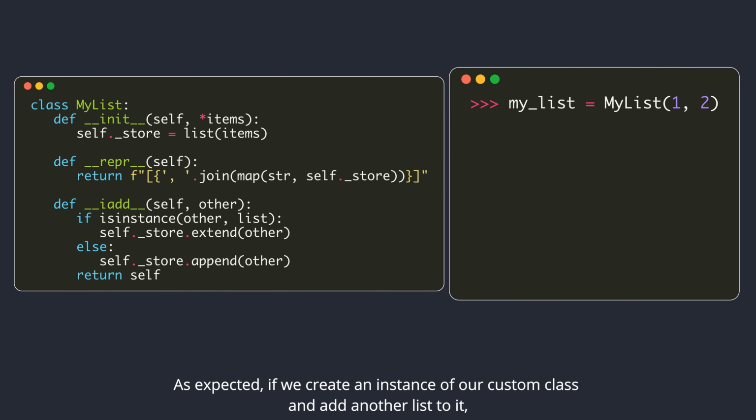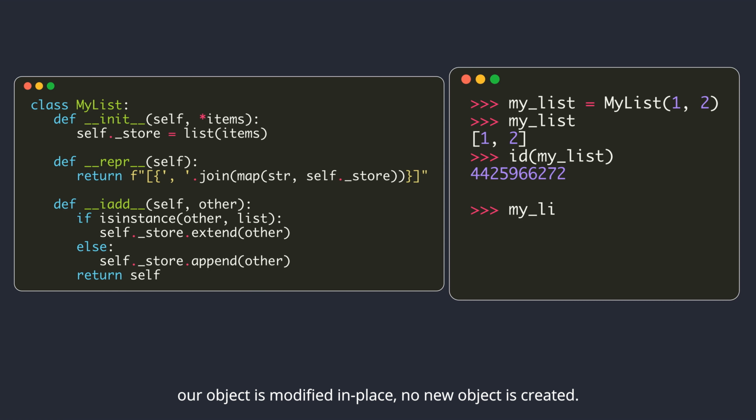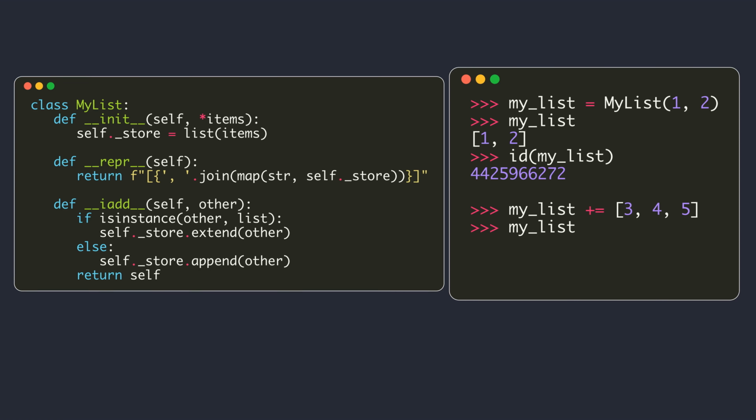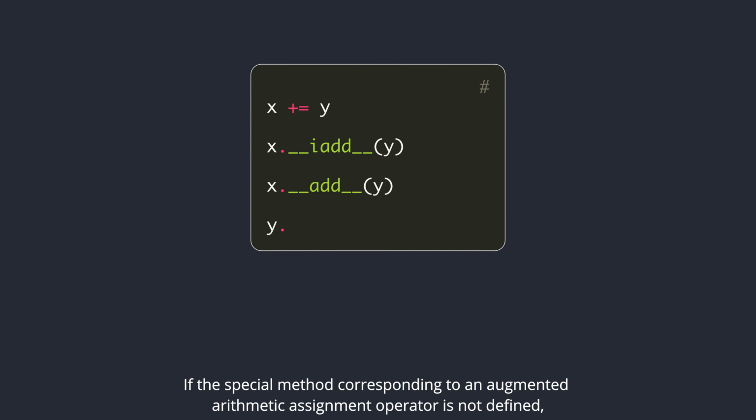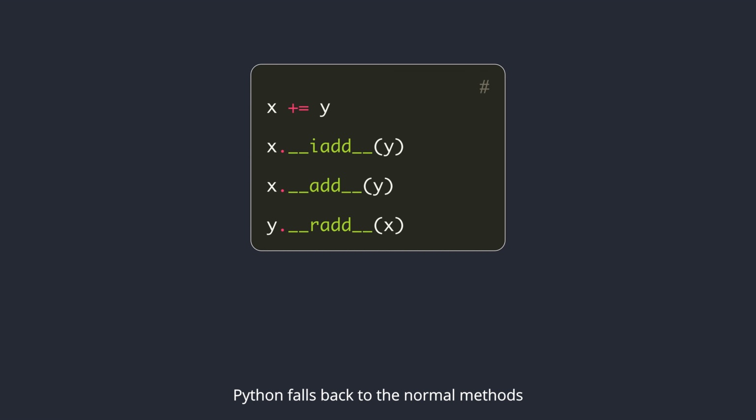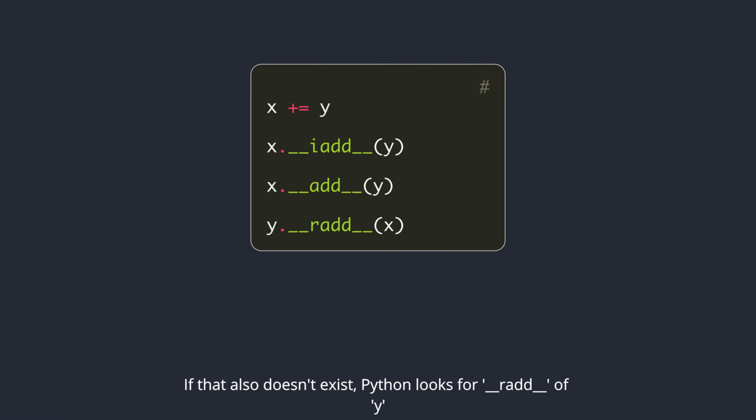As expected, if we create an instance of our custom class, and add another list to it, our object is modified in place, no new object is created. If the special method corresponding to an augmented arithmetic assignment operator is not defined, Python falls back to the normal methods. This means if x and y are two objects and we do x plus equals y, Python first looks if x implements the dunder iadd method. If not, the normal dunder add implementation of x is used. If that also doesn't exist, Python looks for dunder radd of y.